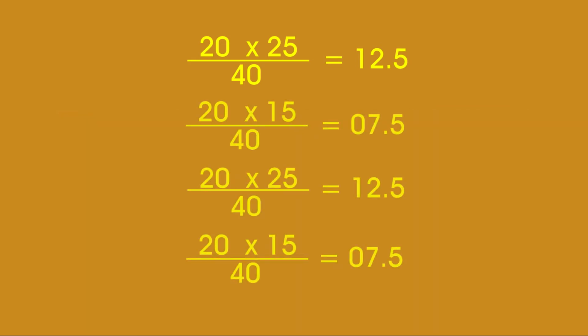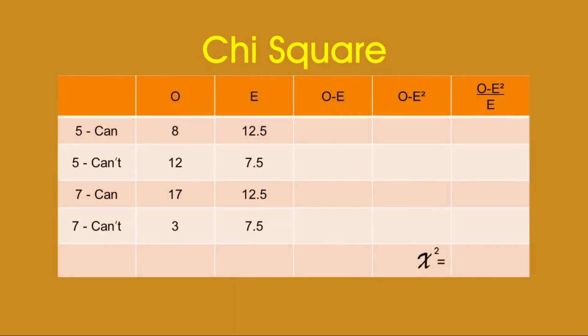Once our expected values are calculated, the data can then be entered into a table to calculate chi-square. The next stage is to calculate observed minus expected. 8 take away 12.5 is minus 4.5, and so on. The next stage is to work out the value of O minus E squared. Minus 4.5 times minus 4.5 is 20.25, and so on.